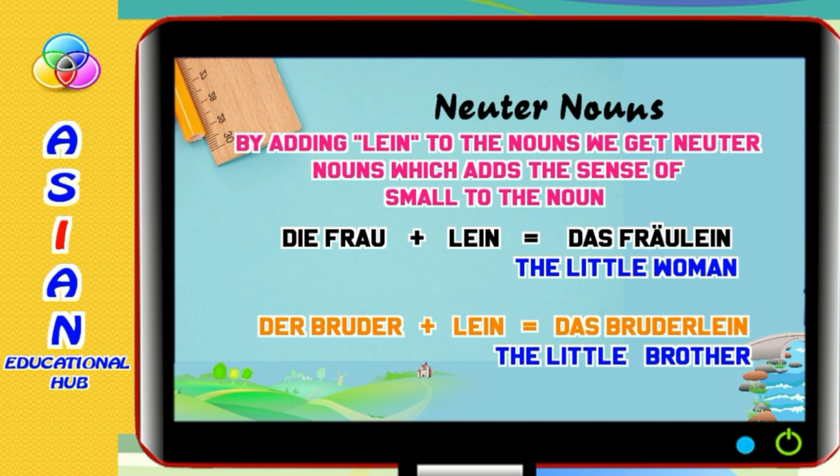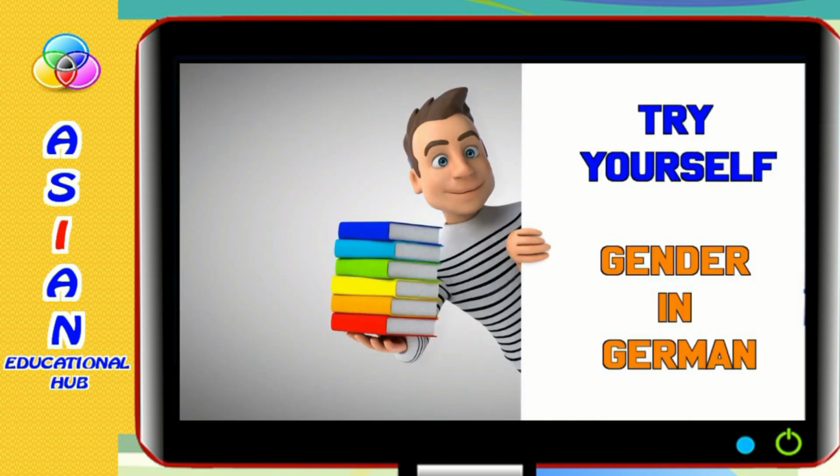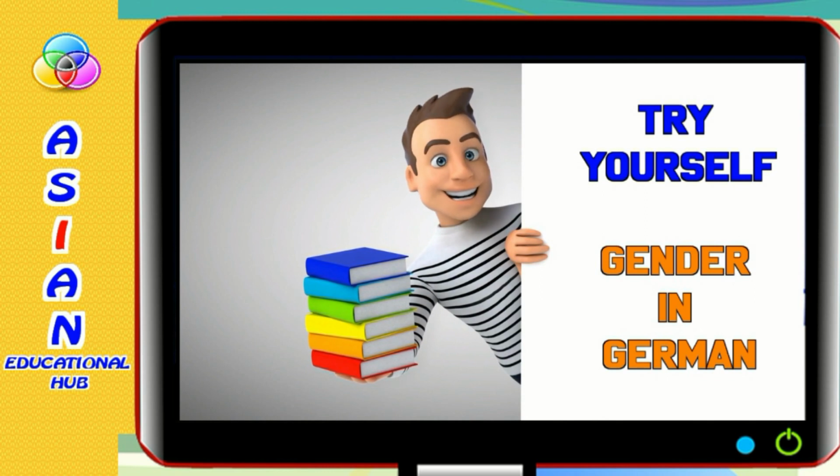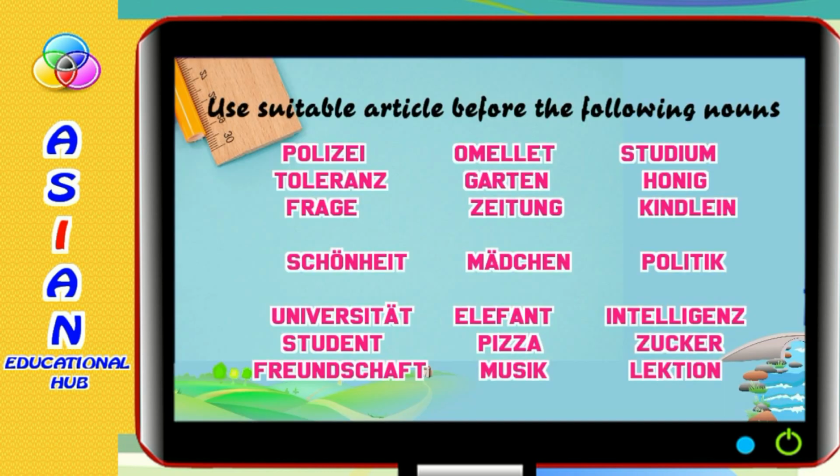As die Frau plus lein, das Fräulein, the little woman, and der Bruder plus lein, das Brüderlein, the little brother. At last you have to try yourself. There are some nouns which you have to tell which one is feminine, masculine or neuter. So pause the video here and try to find out.